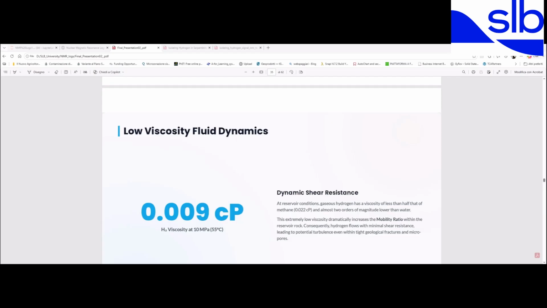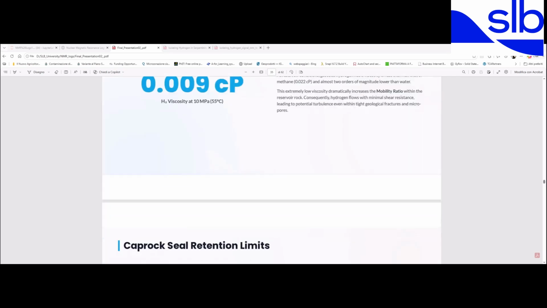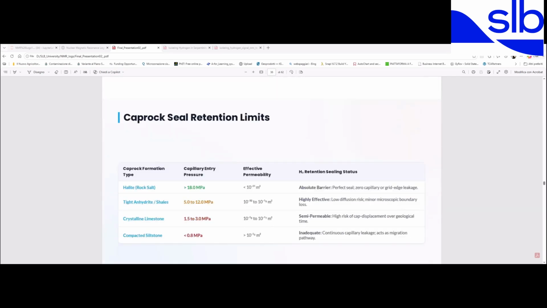Consequently, hydrogen flows with minimal shear resistance, leading to potential turbulence even within tight geological fractures and micropores. In this situation, the cap rock seal retention limit is set by lithostatic pressure and also compressional pressure if you have, for example, an anticlinal system. For cap rocks made of halite or salt rocks, generally the capillary pressure is measured at more than 18 megapascal.